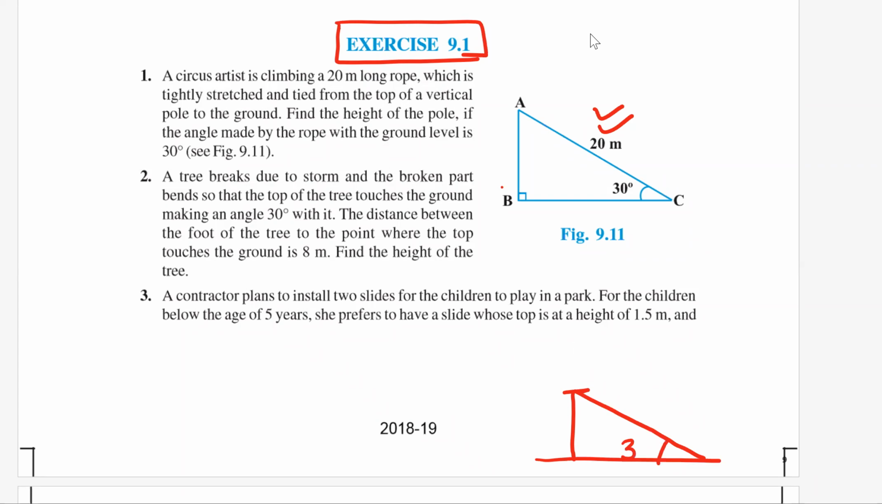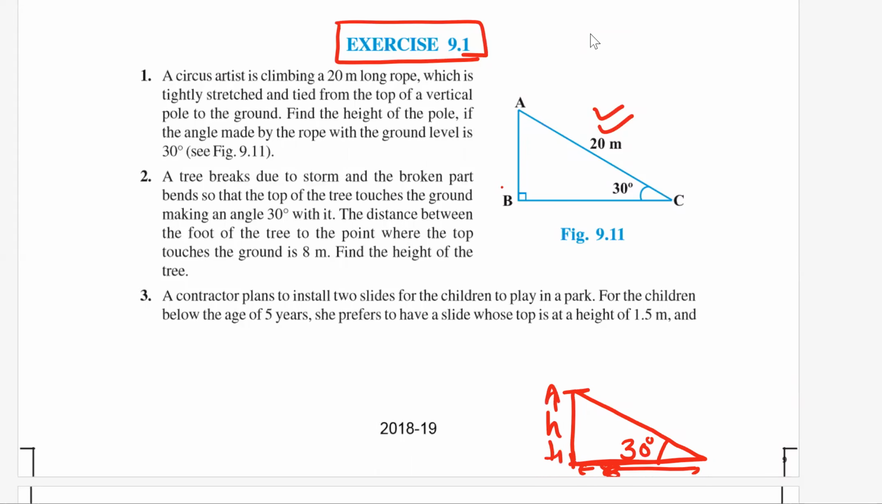The distance between the foot of the tree to the point where the top touches the ground is 8 meter. So this distance is 8 meter. We have to find the height of the tree. So actually you have to find the total height of the tree. The total height of the tree will be what?